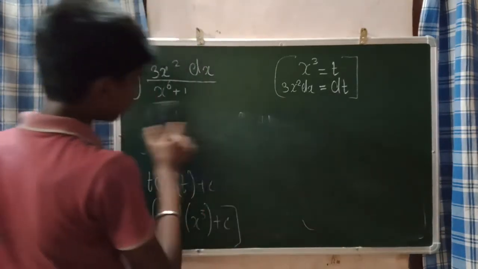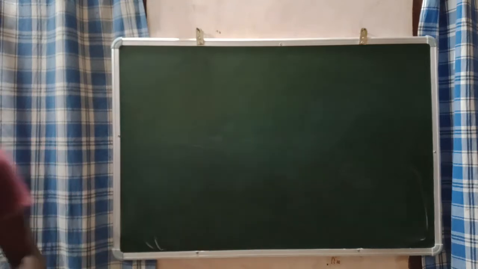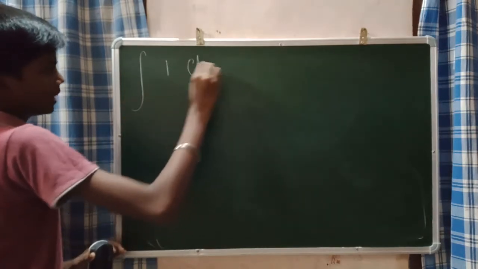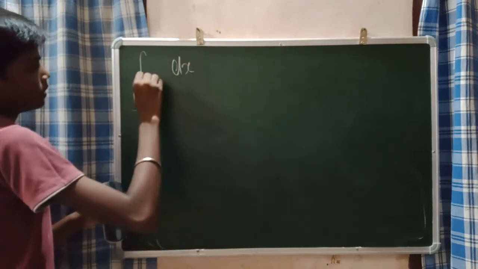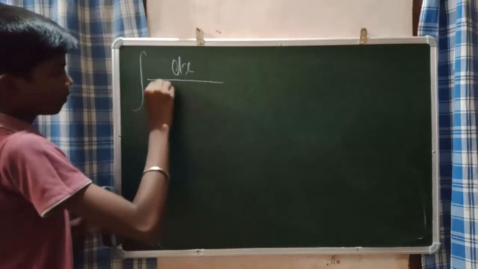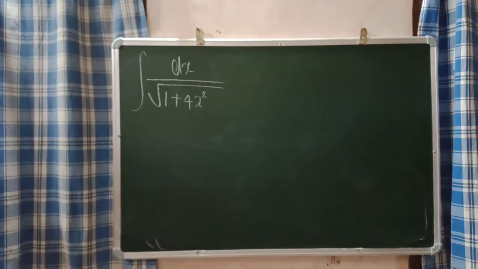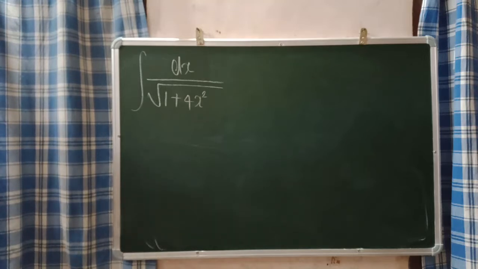The second question is integral of 1 into dx by root of 1 plus 4x square. Integral of 1 into dx means dx only, so I will write that dx divided by root of 1 plus 4x square. I think that's the question, guys. In this question, first you need to use the substitution only. For every question, first you need to use substitution, then the standard integration formula.